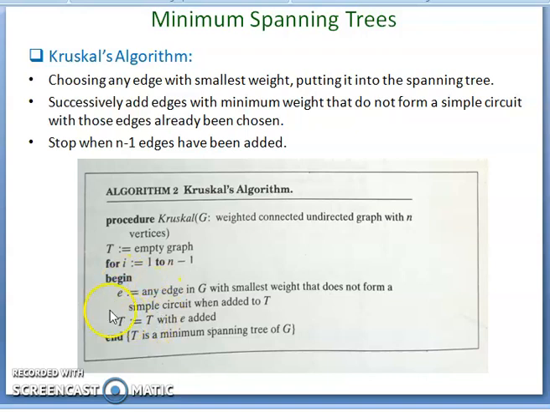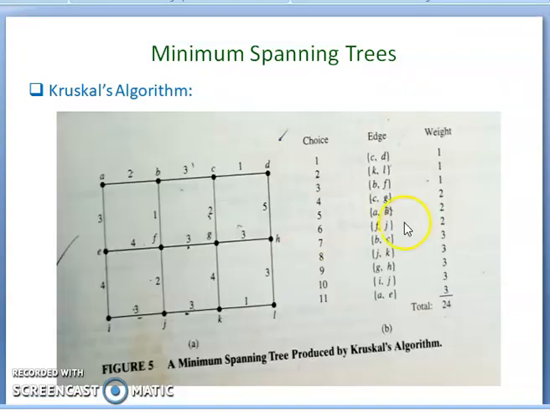Like that, you repeat with all the minimal weight edges until there are n minus 1 edges. So the loop will continue up to n minus 1 edges. Right? This is Kruskal's algorithm. So you will get this one.